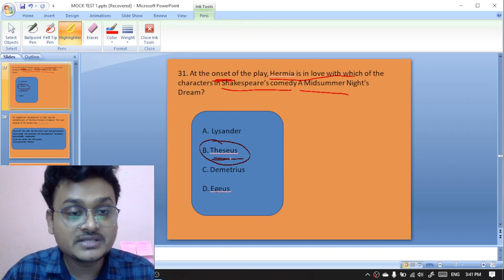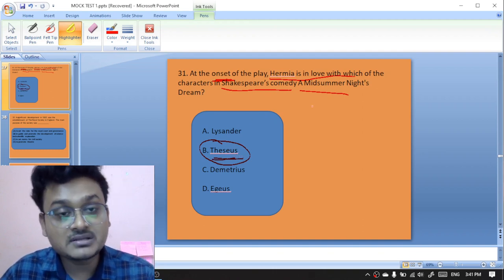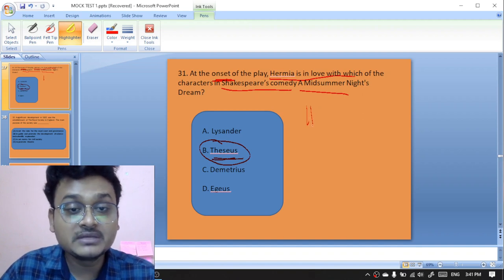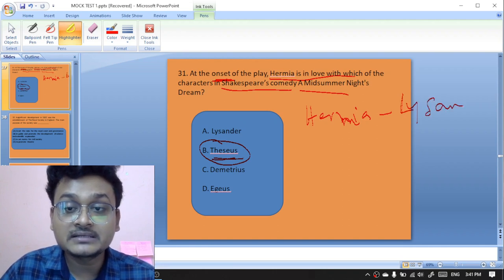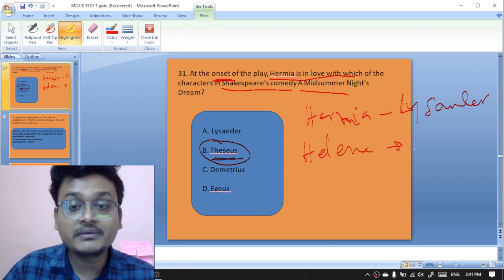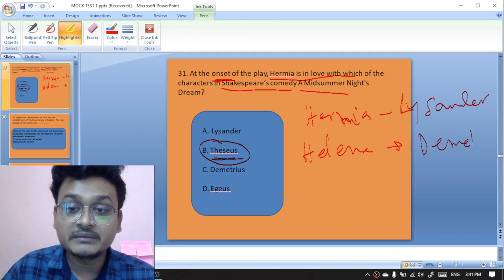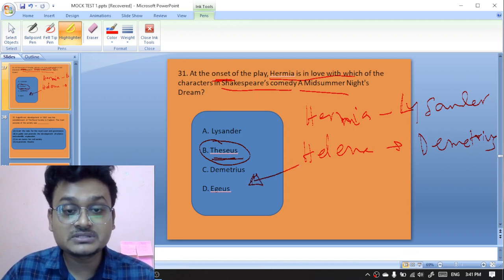Okay, here Theseus and Hippolyta are the king and the queen, whereas there are two couples here. One is Hermia and Lysander, whereas another is Helena, and you have Demetrius, and Helena's father is Zeus.